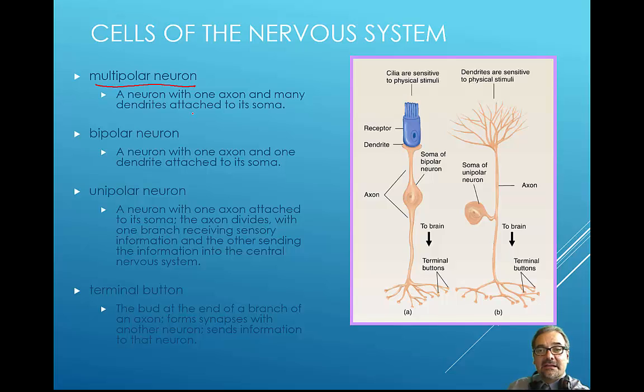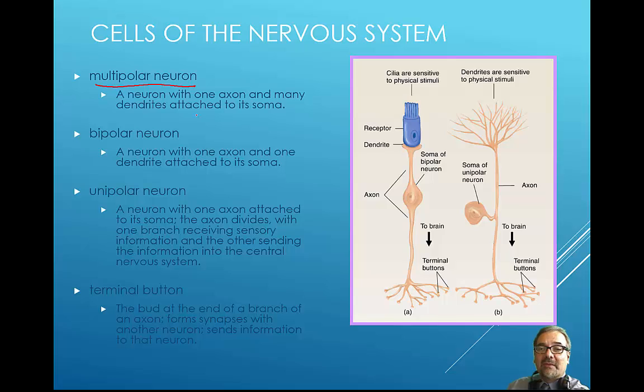So the multipolar neurons tend to have extreme arborization, making it a very important neuron in terms of receiving huge amounts of information, consolidating it, making a decision whether to fire or not, and then sending information to hundreds of thousands of other neurons.